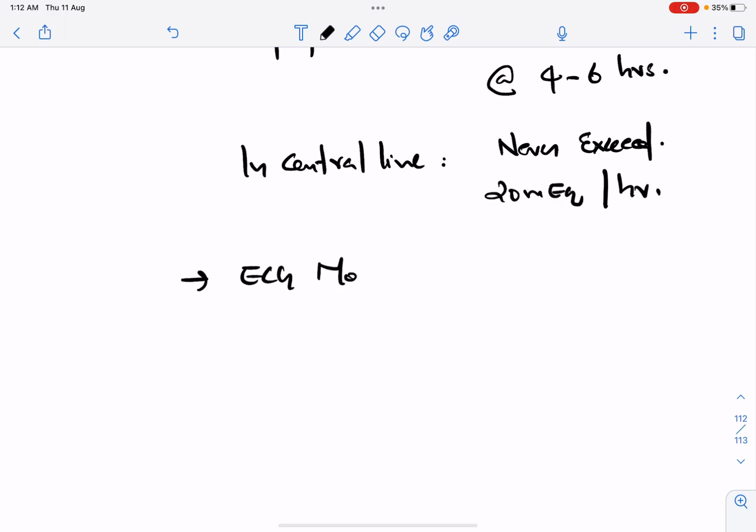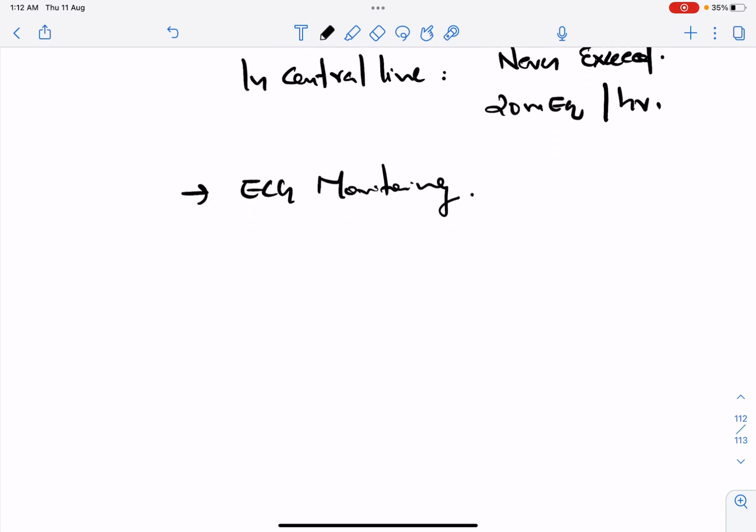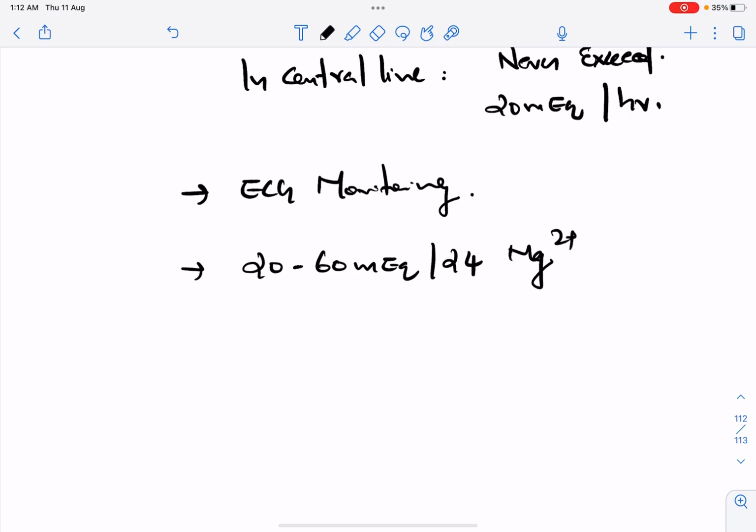Okay, and you have to monitor the patient by taking an ECG. ECG monitoring should be there while correcting the potassium. Okay, and also in the majority of cases the potassium depletion may be associated with hypomagnesemia. So you can give magnesium at a rate of 20 to 60 milliequivalents per 24 hours as magnesium correction. Okay, this is the management of hypokalemia.